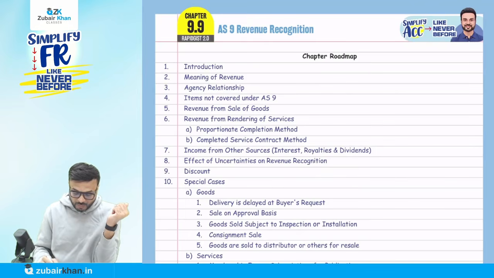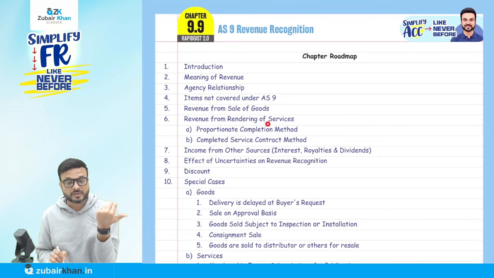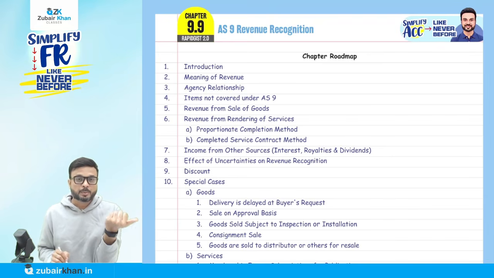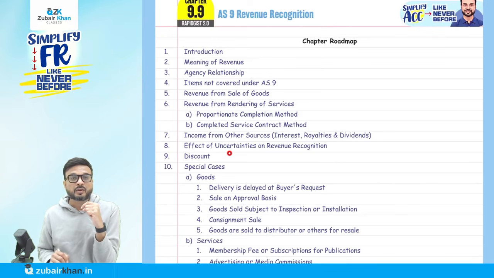We'll discuss the introduction first, then the meaning of revenue, agency relationship, and items not covered under Accounting Standard 9. Then revenue from sale of goods, and revenue from rendering of services, with two types of method: proportionate completion method and completed service contract method. Then income from other sources: interest, royalties and dividends, then the effect of uncertainties on revenue recognition, and discount.